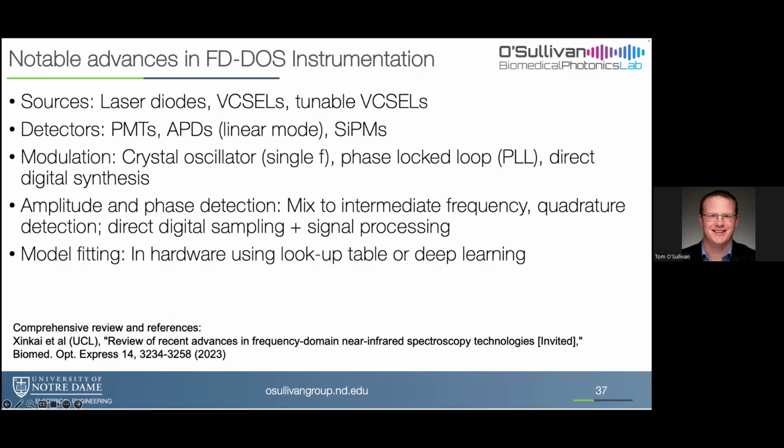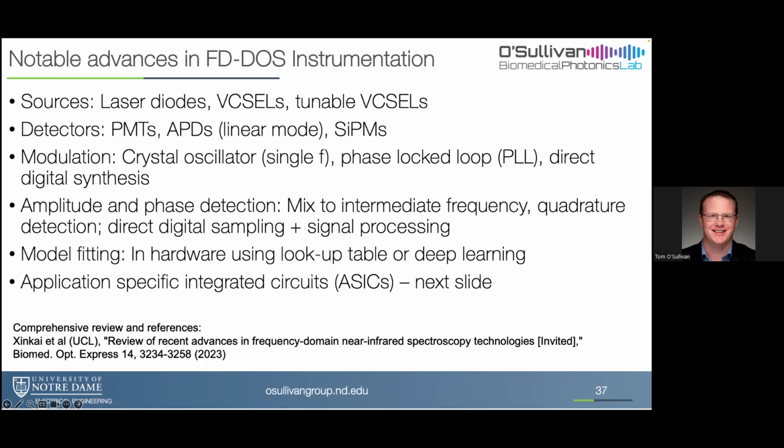electronics. And then if you did it well, you've got amplitude and phase, but that's not what you want. What you want is absorption and scattering. So you need to have some sort of model, which is an inversion, or a lookup table. Or there's been a lot of efforts now to train deep learning, machine learning models to do this.